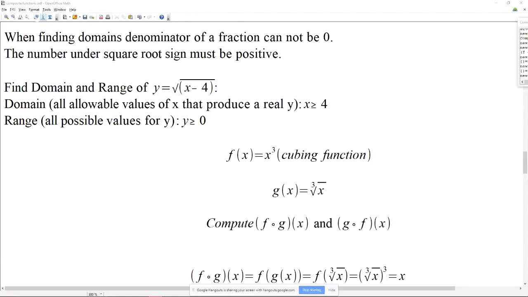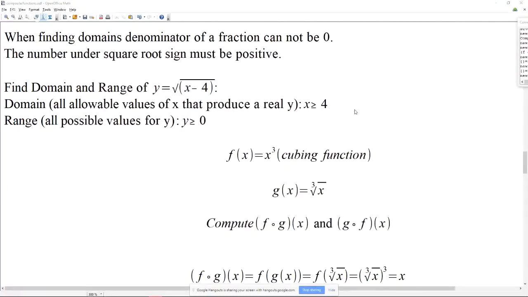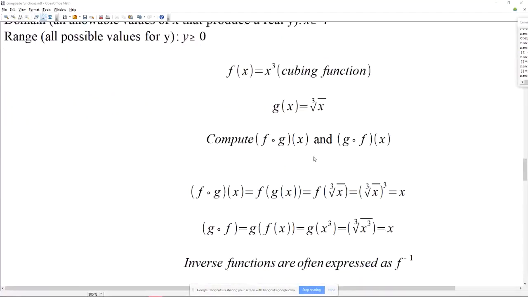We've already realized that. But let's see what happens when we actually compute f of x as opposed to g of x. So we're going to start off with the first composite, f composite g of x. And again, I'm just sticking in g of x as the argument of f. What is g of x here? The cube root of x. Okay, so I'm putting the cube root of x here.